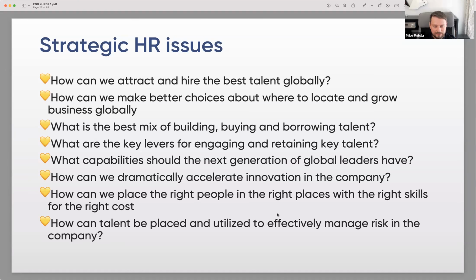What is the best mix of building, buying, and borrowing talent? What are the key levers for engaging and retaining key talents? What capabilities should the next generation of global leaders have? How can we dramatically accelerate innovation in the company? How can we place the right people in the right places with the right skills for the right cost? How can talent be placed and utilized to effectively manage risk in the company?